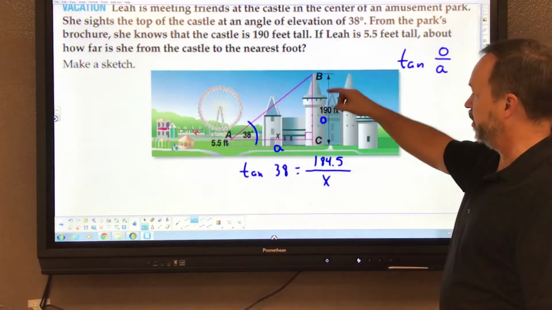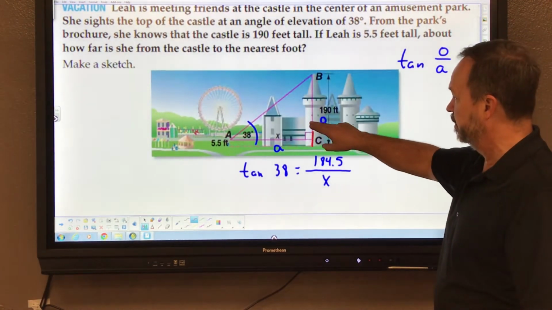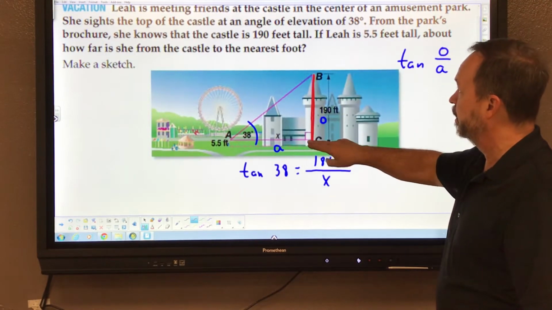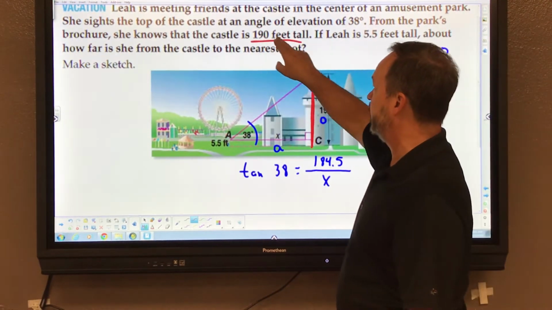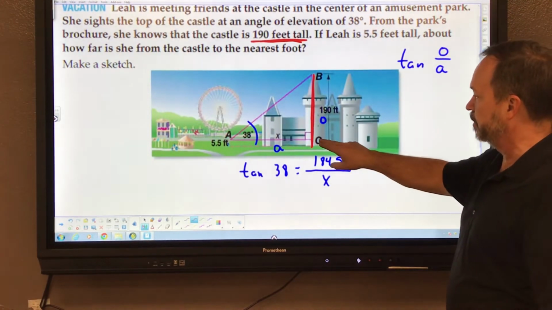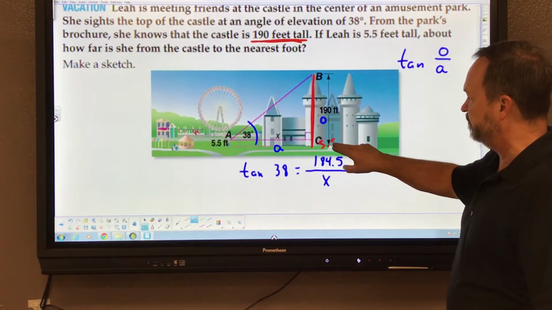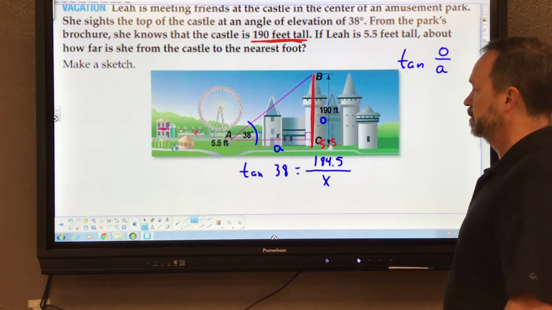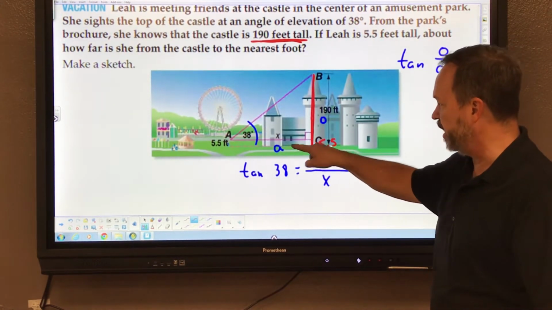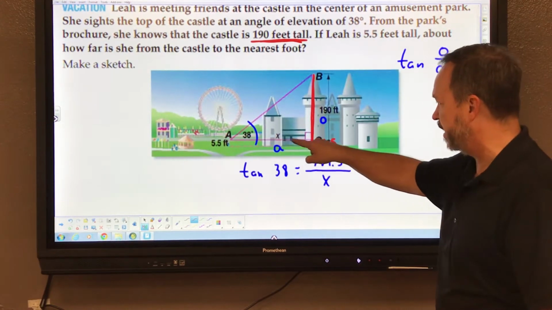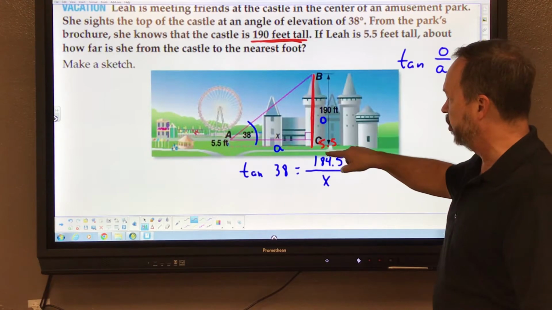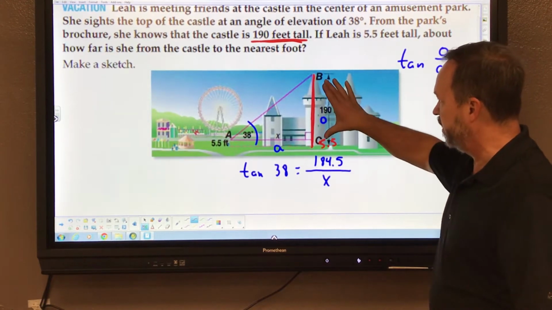Because the whole thing's 190. Because the brochure says that the castle's 190 feet tall. So the whole thing's 190. But you know, little Leah over there is 5.5 feet of that to her eyeball. So this line right here, which is not the ground, it's up at Leah's eye level, is 5.5 feet. So that leaves only 184.5 to be from here to here.